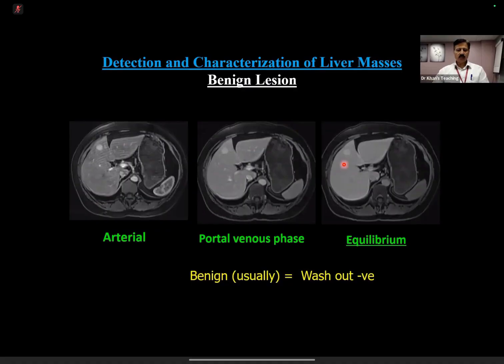Now, key point for you to remember is this one. Benign lesions, usually there is no washout. So if this is a lesion, if you see this is arterially enhancing, portal venous phase, it retains contrast, and in equilibrium phase still retains contrast. And the concept is that it should not become blacker than the parenchyma. The parenchyma will enhance, and the word washout is used when it becomes blacker than the parenchyma.